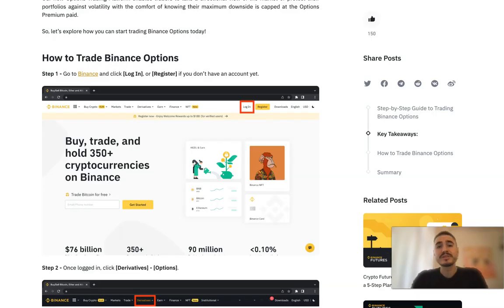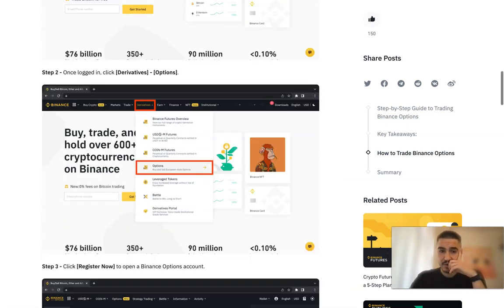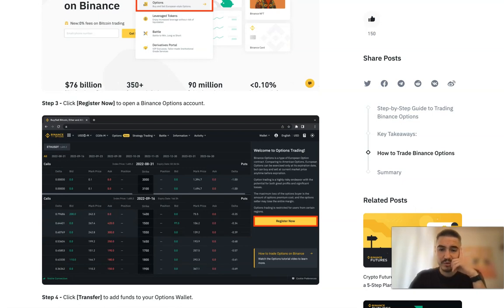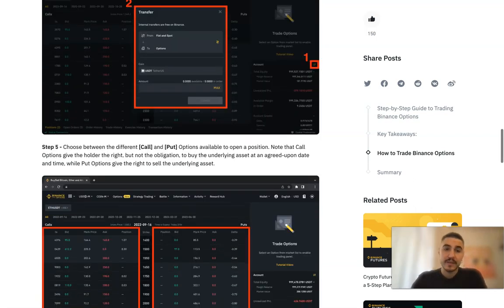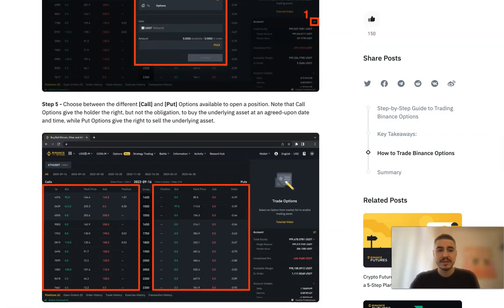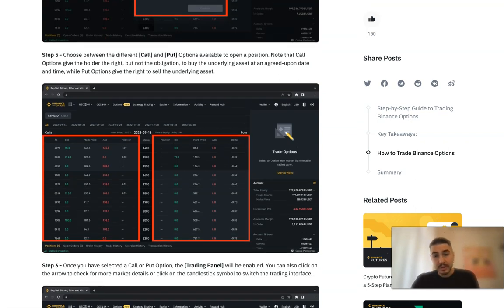And now, one of the most important parts, how to trade Binance Options. So, first of all, you need to open Binance website, and you need to log in or register if you still don't have the account. Then you choose derivatives and then options. After that, you click register now to open a Binance Options account. Then click transfer to add funds to your options wallet.